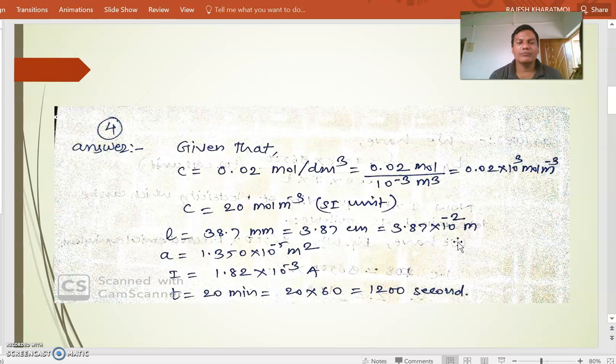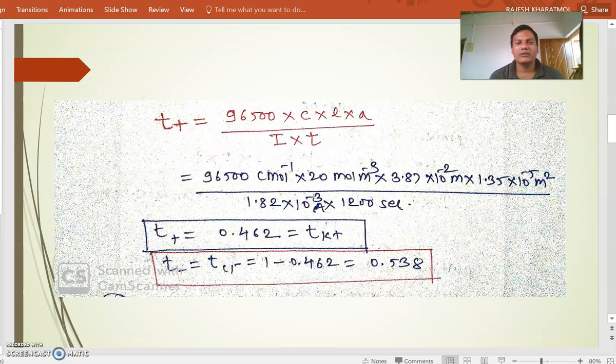Electric current is 1.82 into 10 raised to minus 3 ampere. Only time we have to convert, it is in minutes, so convert it into seconds. So 20 into 60, that is nothing but 1200 seconds. By getting all the quantities in one system, you know the famous formula, that is T plus is equal to 96,500 into C into L into A divided by I into T.